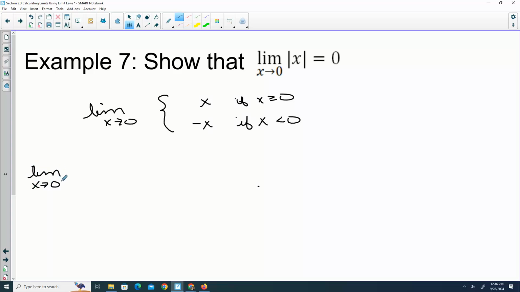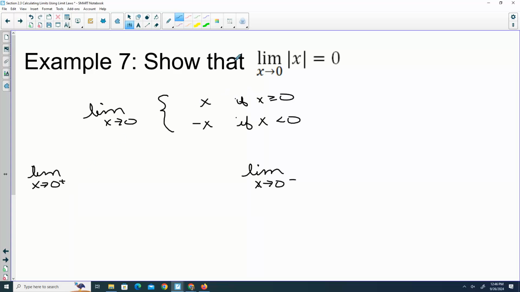Wait, is the bottom one not equal to? Technically, you could be equal to either one. It won't matter. So we're going to do the limit as we approach 0 from the right and the left. All right, if you are approaching from the right, that means you are plugging in things bigger than 0.